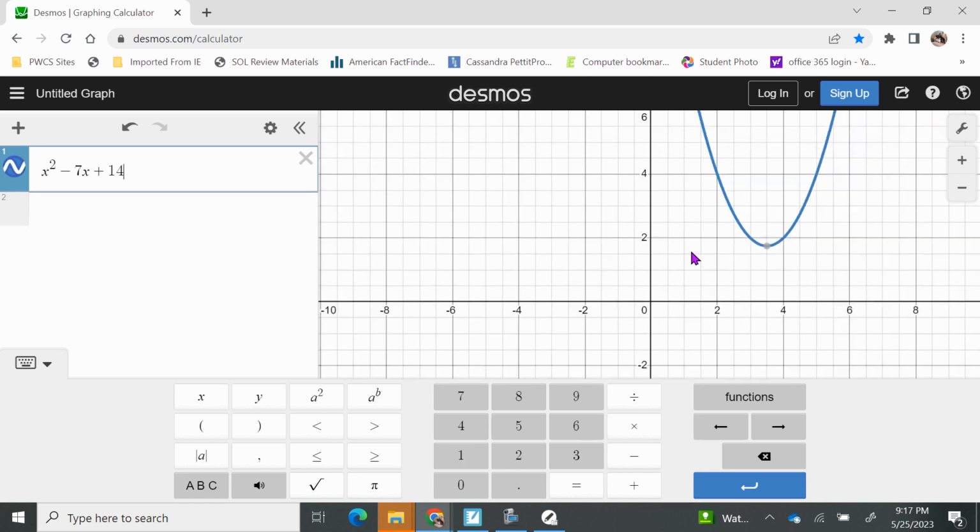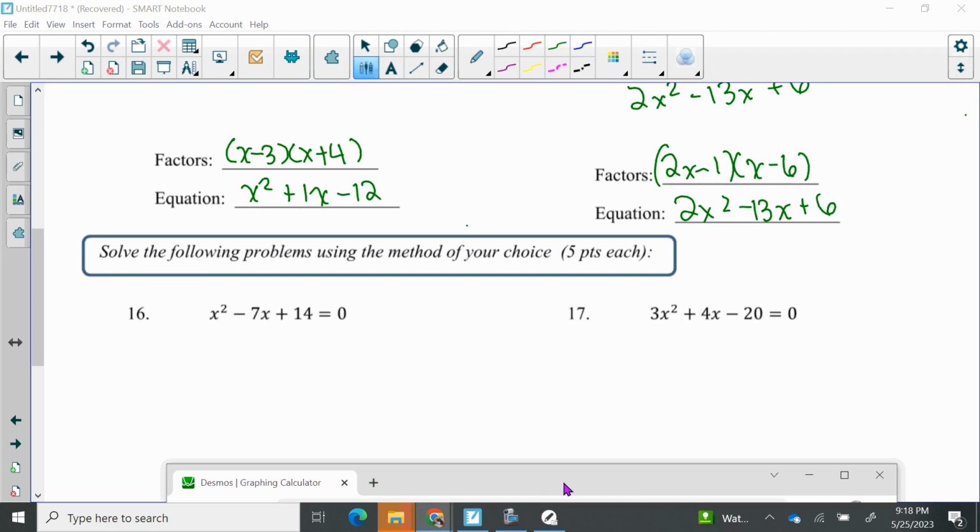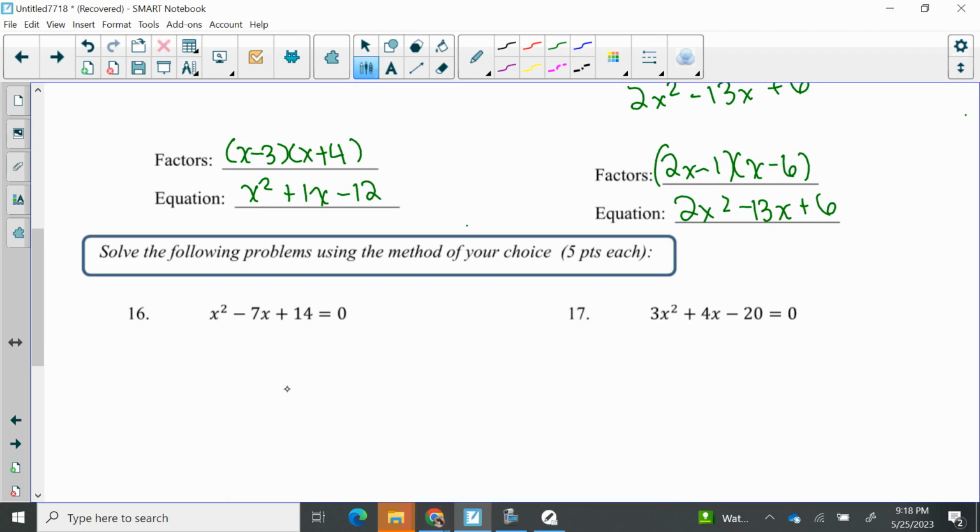Okay. All right. We have no solution here. All right. So this one has no solution. Isn't that nice to be able to graph it?